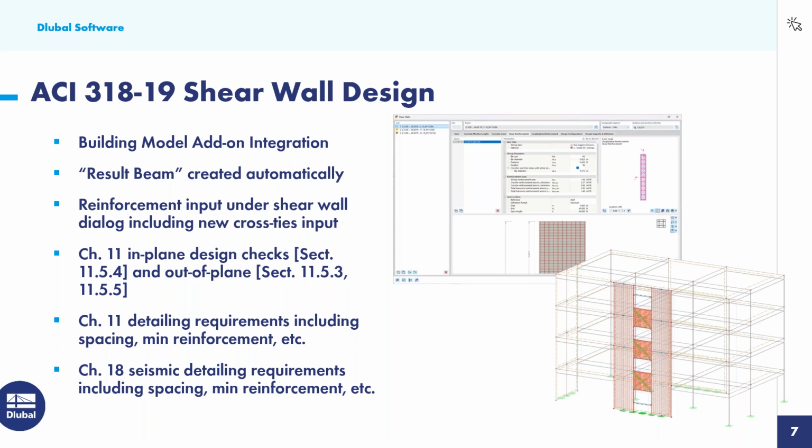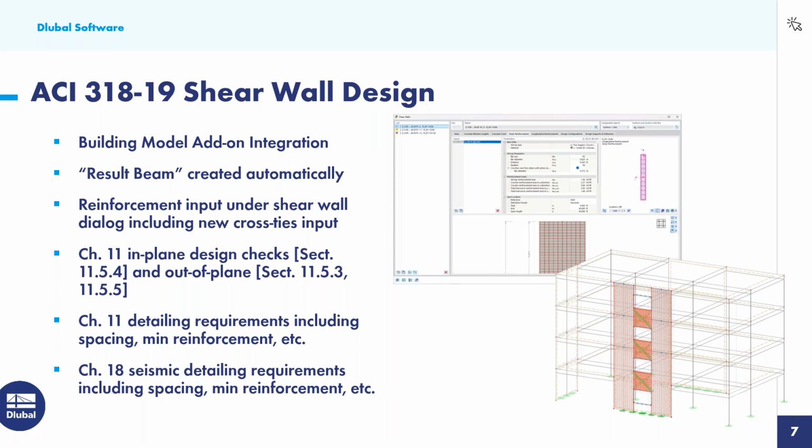So this does require the building model add-on integration in addition to the concrete design add-on. Essentially, we draw these shear walls with 2D surfaces within RFEM. When we define it as a shear wall, what's happening under the hood is that a result beam is going to be created. A result beam just simply sums up the internal forces across this 2D surface and presents it in a beam-type manner.